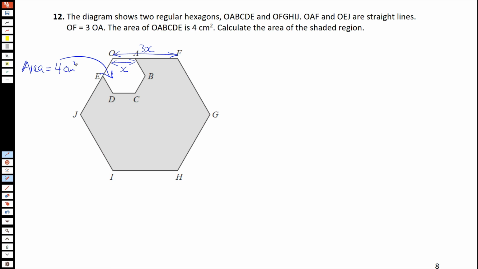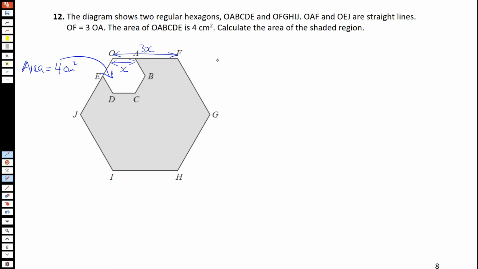So they want us to find the area of the shaded region. So the plan here is to find the ratio of the lengths and then find the ratio of the areas, the larger hexagon as compared to the smaller hexagon. And then once you find the ratio of the areas, you can find the area of the larger hexagon. And then after that, you find the differences between those two areas to find the area of the shaded part.